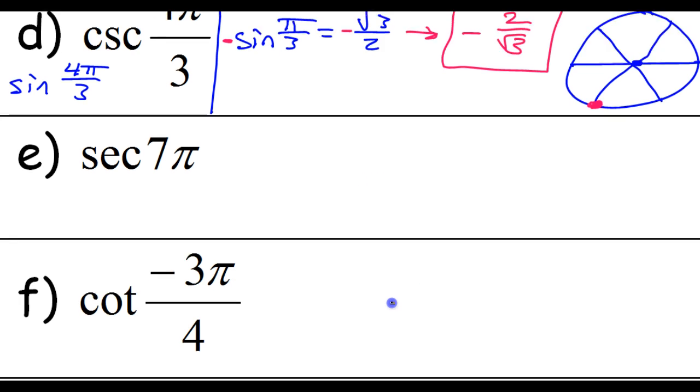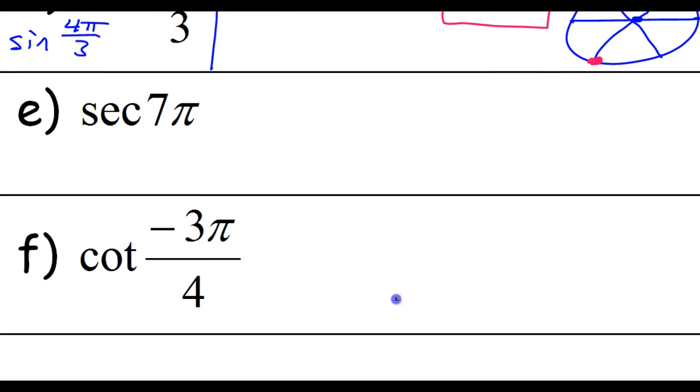Okay. Look at E. First of all, secant. What do I know about secant? That's a reciprocal of cosine. So I'm thinking to myself, okay, what's the cosine of 7 pi? Whatever the answer is, I'll do the reciprocal of that. And that'll be my answer.